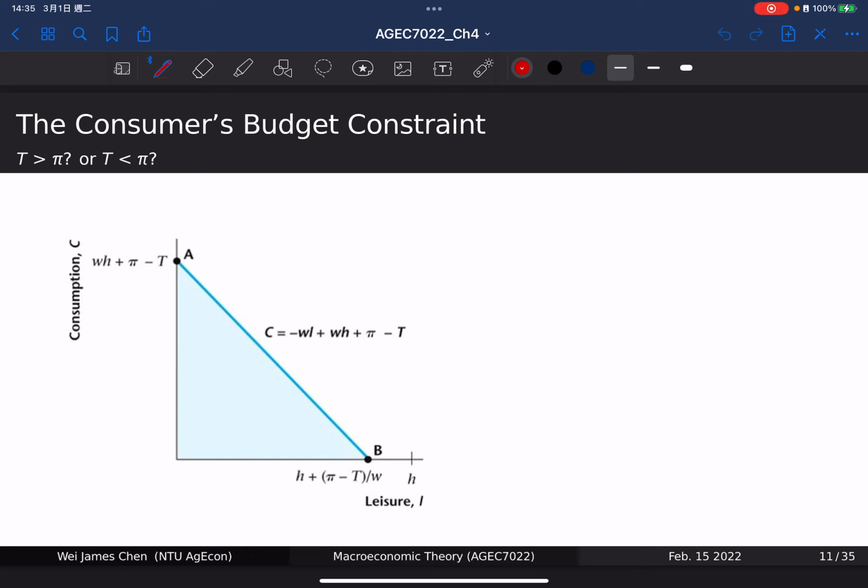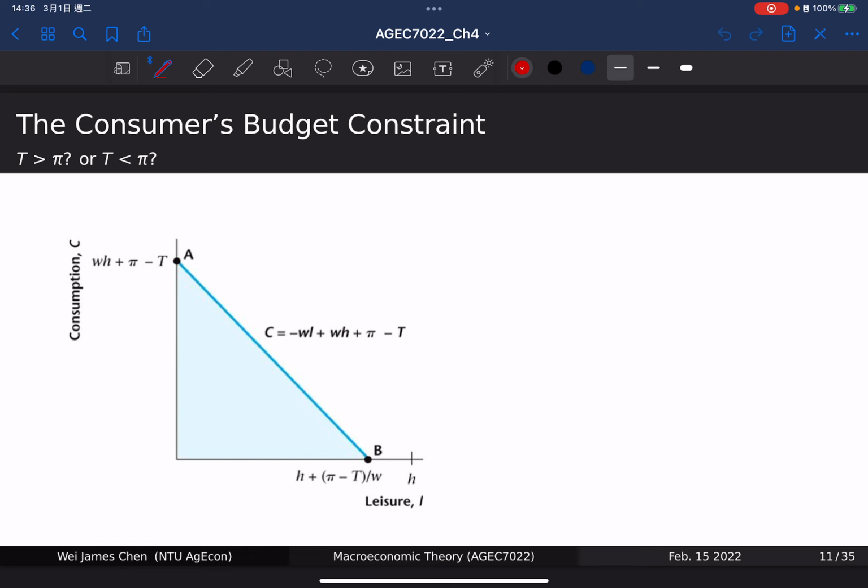So the intercept up here, this point stands for the point where you sacrifice all your leisure and spend all your leisure time to work. So how many hours in total do you have in terms of your time? That's H, right? If you spend all H hours on working, then how much wage in total will you get? That's H times the wage rate. That's the total wage you get, plus the dividend you receive from the firm, and minus the tax that the government collected from you. That's in total your consumption if you sacrifice all your leisure time. So your leisure is 0 and your consumption is WH plus pi minus T.